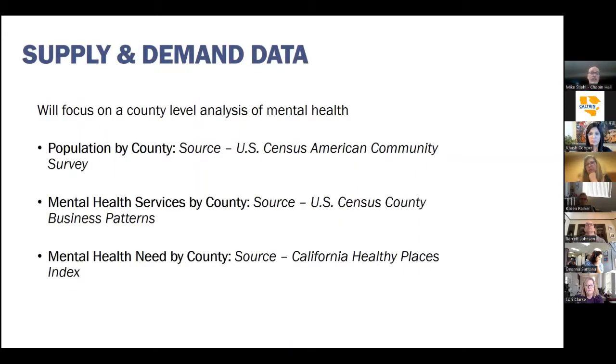So there are three sets of data we're going to look at today. We need population by county to start with, so I'm going to show you how to get that out of the census using their American Community Survey data. I'm going to show you how to find some mental health services by county, and we're going to use more census data called County Business Patterns. And then thanks to the California Healthy Places Index, you have a handy source for mental health need by county. And again, all of this data you see here is also available at the zip code level.